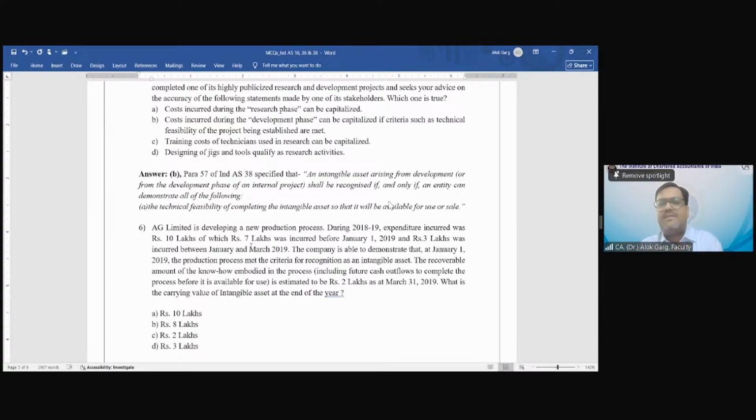What is the relevance of this thing? Research and development. Development phase. Research phase expense is 7 lakh. Development phase expense is 3 lakh. So 3 lakh is capitalized as an intangible asset under development. Okay. Recoverable amount is also given on 31st March 19, which is 2 lakh. What is the relevance of this line?